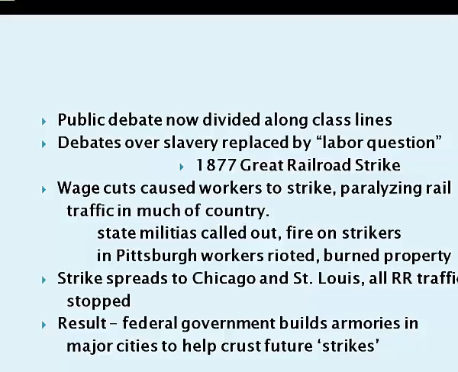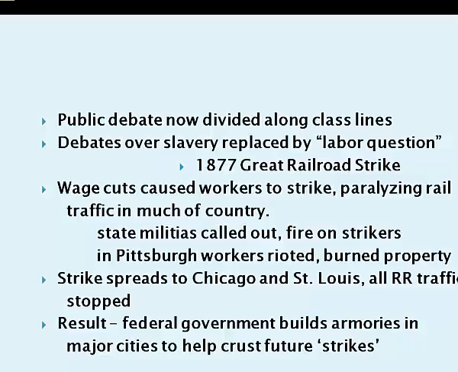Now, public debate in the late 19th century, more than any other point in American history, divided along class lines. The shift from debates over slavery and the status of former slaves to what one politician called a change to the overwhelming labor question was clear by 1877, when Reconstruction ended and the first national strike began, the Great Railroad Strike. Railroad workers protesting pay cuts paralyzed rail traffic in much of the country, where state militias were called out to force them back to work, and in some instances the troops fired on strikers and killed 20 in Pittsburgh. Workers rioted and burned property, and strikes began to spread to other workplaces.